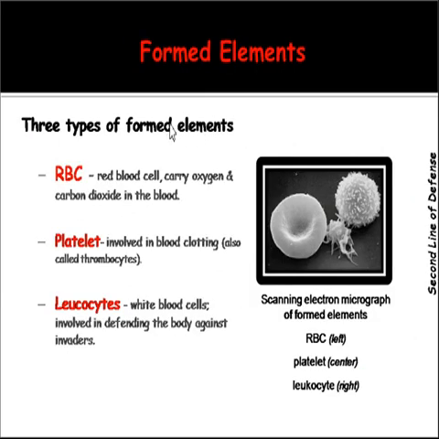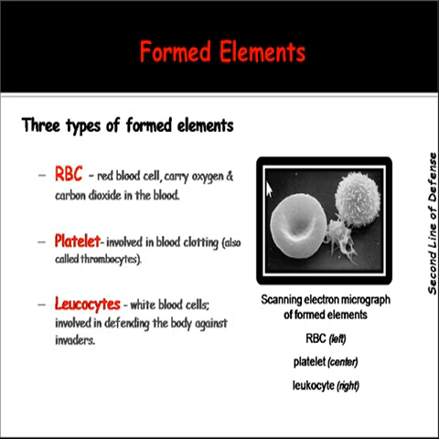So the major formed elements under this category are of three types. The first is the RBC, the red blood corpuscles, also called red blood cells or erythrocytes, whose major function is to carry oxygen and carbon dioxide in the blood. Then the platelets, also known as thrombocytes, are principally involved in blood clotting. The third element is the leukocytes, or white blood cells or white blood corpuscles. They are the main components involved in defending the body against invaders.